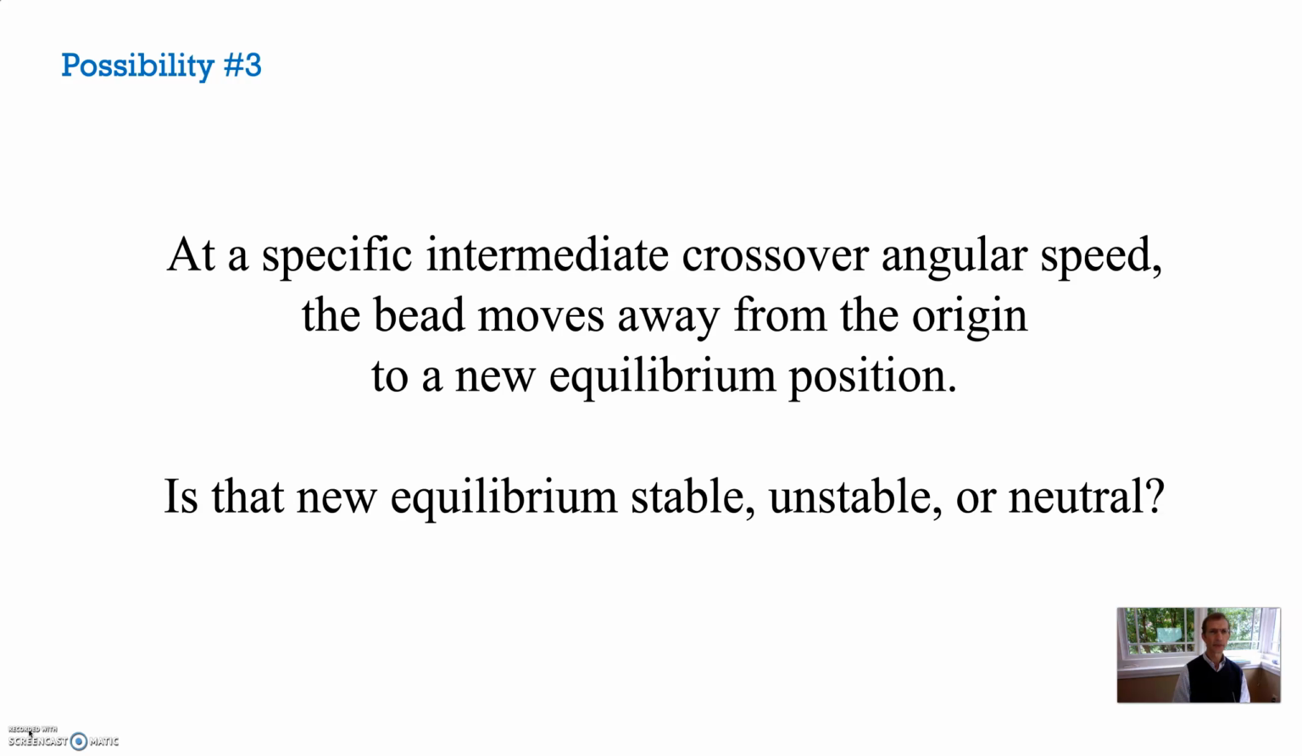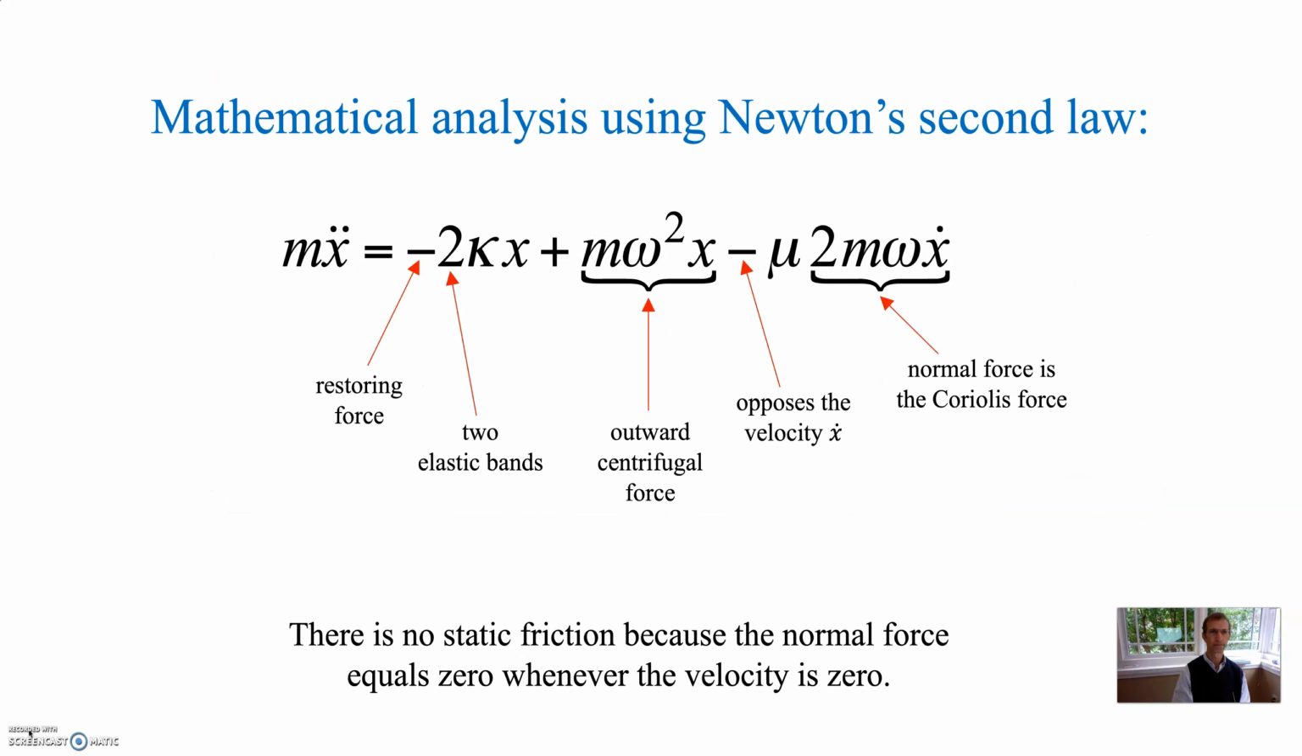Finally, this means that at some intermediate crossover angular speed, the bead will move away from the origin to a new equilibrium position. And my question here is, is that new equilibrium position stable, unstable, or neutral? It'll turn out to be neutral. So those are the 3 possible motions of the bead.